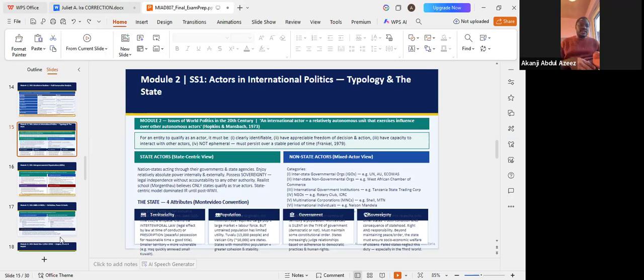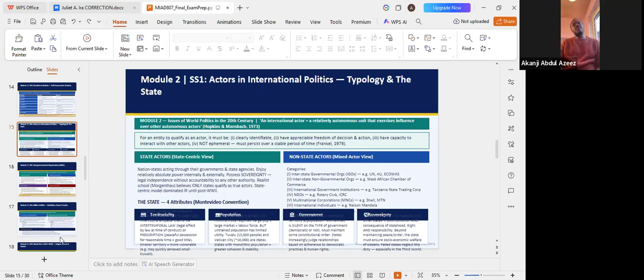The non-state actors I will explain later, but let's take state actors very well. The characteristics of state actors: defined territory, permanent population, meaning people reside in that territory, a recognized government, sovereignty, and the capacity to engage in diplomatic relation. These are characteristics of state actors.